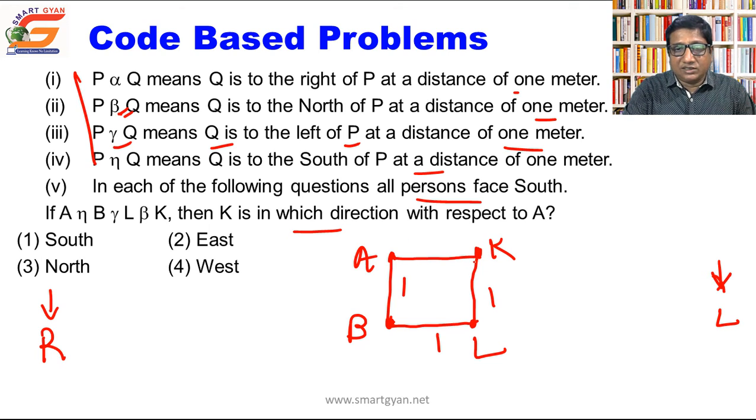So as here this is 1 and this is also 1, this side 1, this is also 1, and A and K are in the same horizontal line. So K is towards east of A. Choice 2 is your answer.